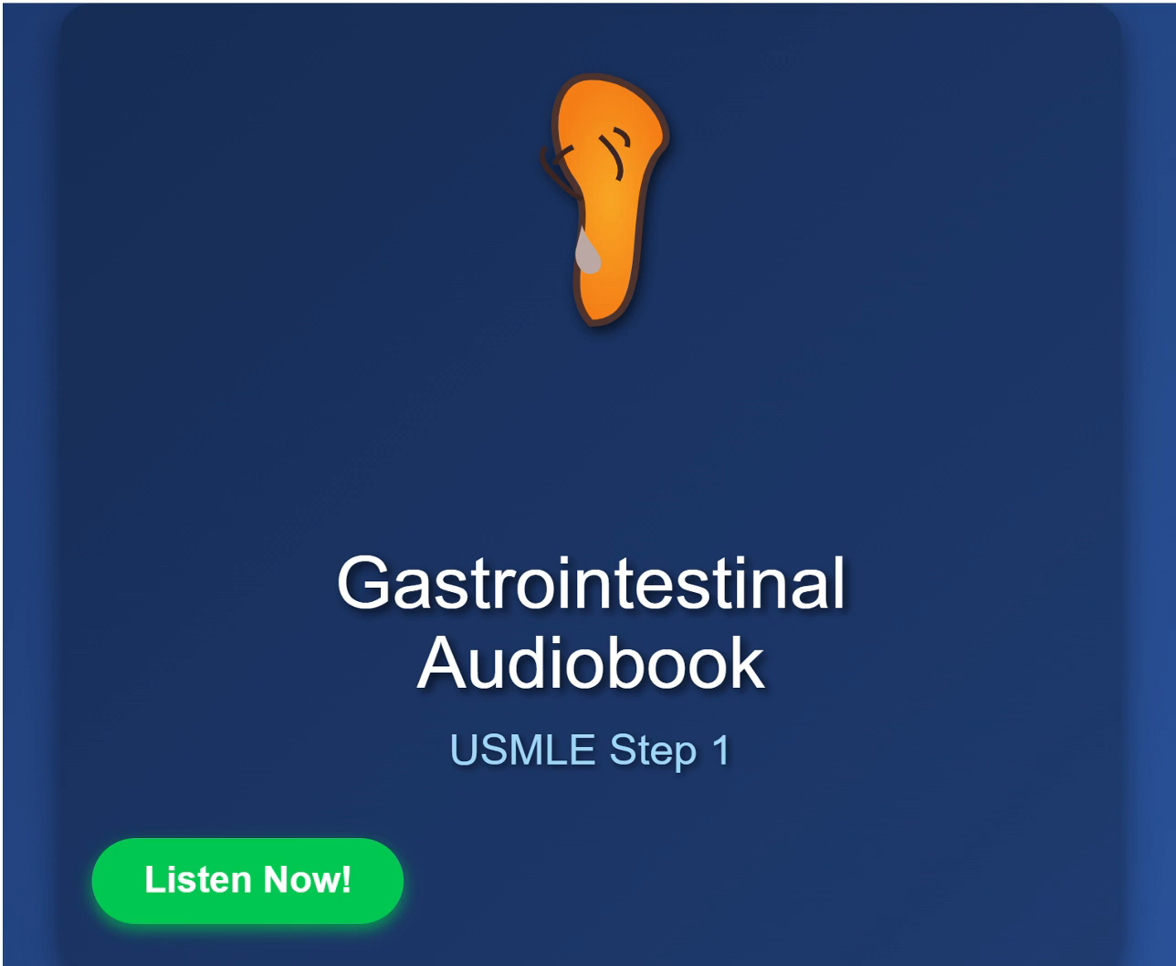Let me emphasize this: knowing what these ligaments carry can prevent surgical complications. Now listen carefully, because the next set of ligaments have major vascular implications in hepatic surgery.